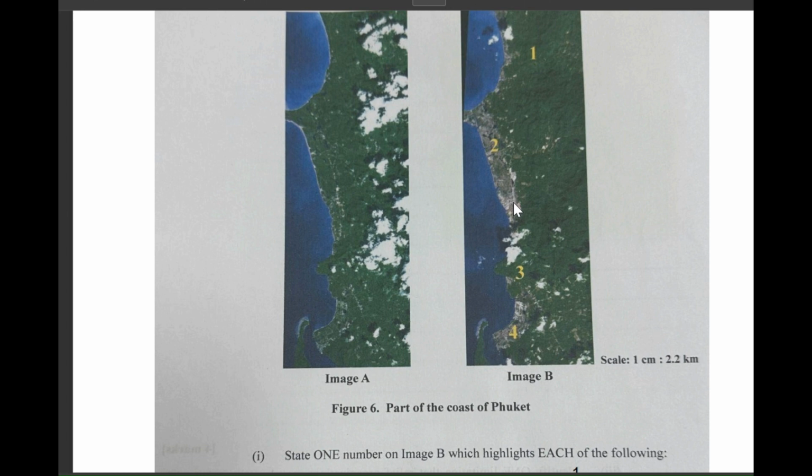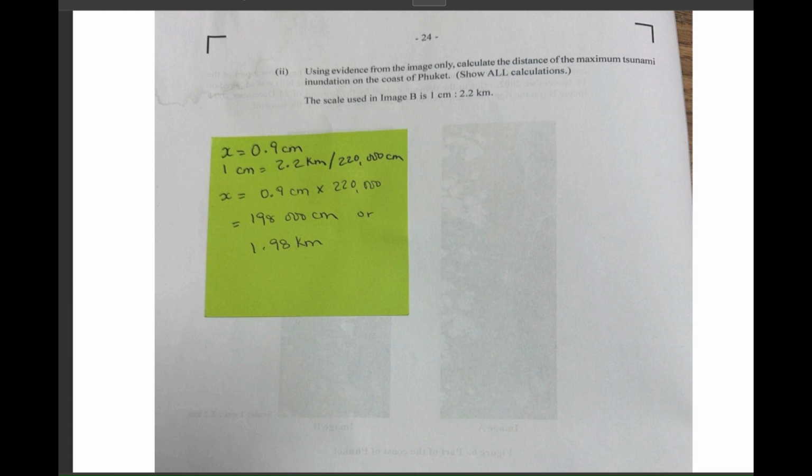Horizontal is going across. You'd have to measure the area that has the longest horizontal damage. So when I was measuring, one could measure from this area to this area, and when I measured, I got 0.9 centimeters. So this is the distance from the shore. Now I measured in centimeters.